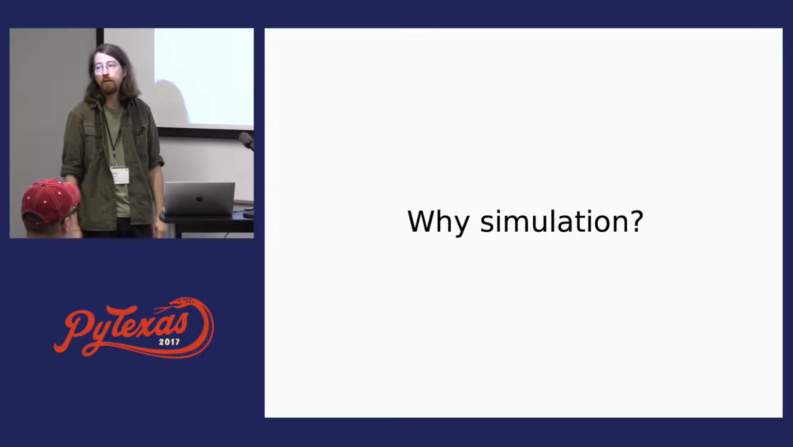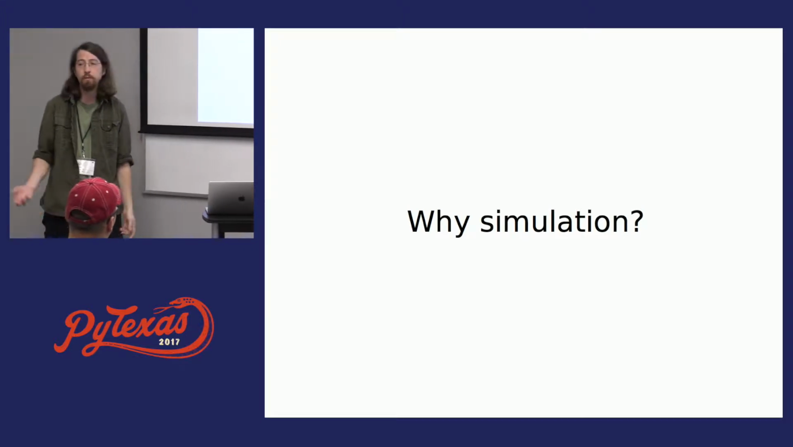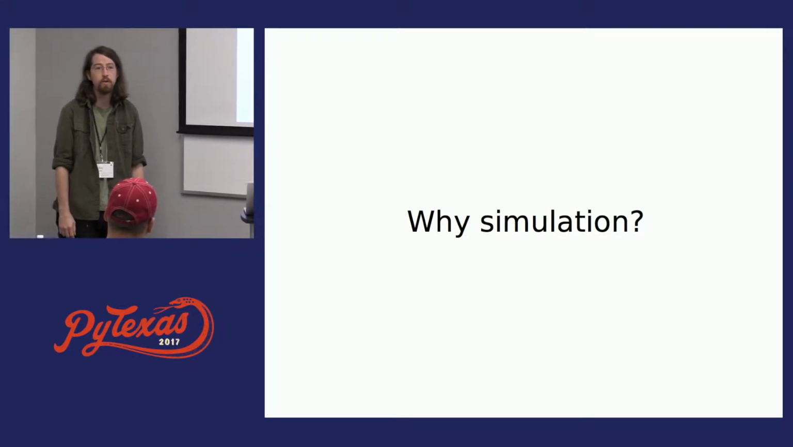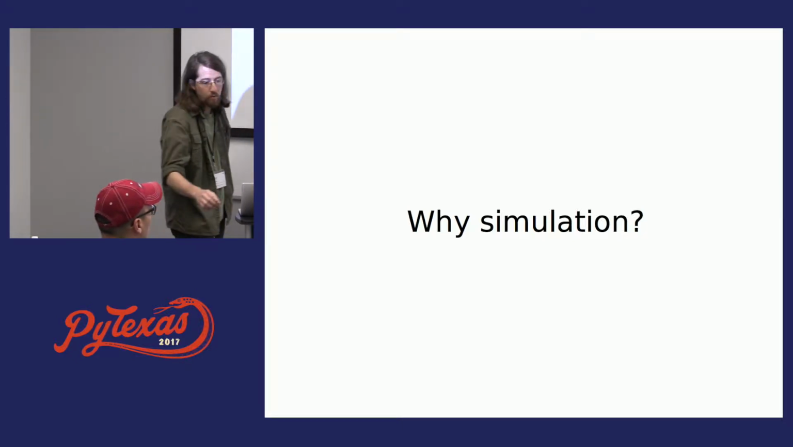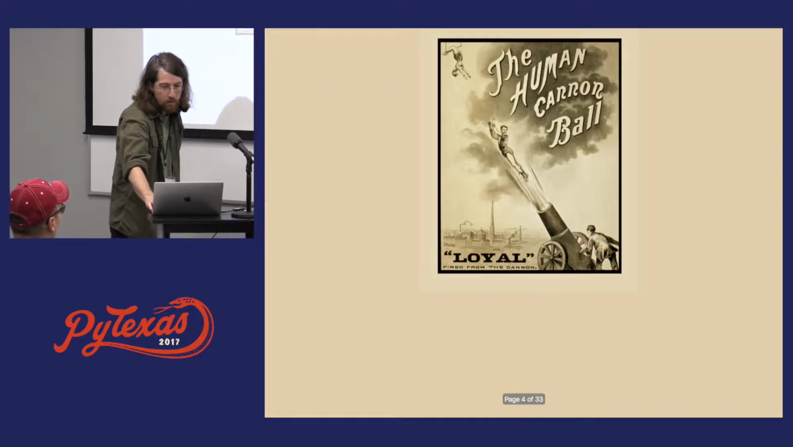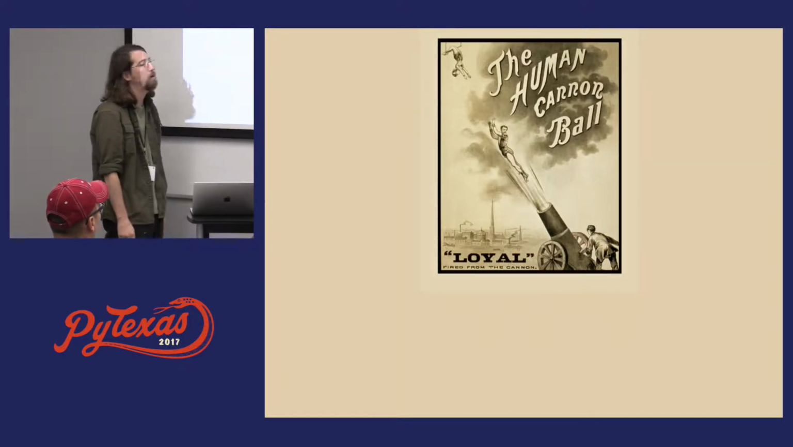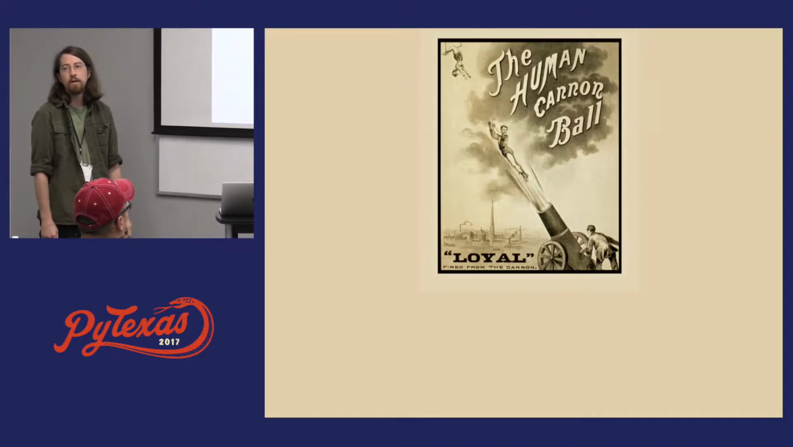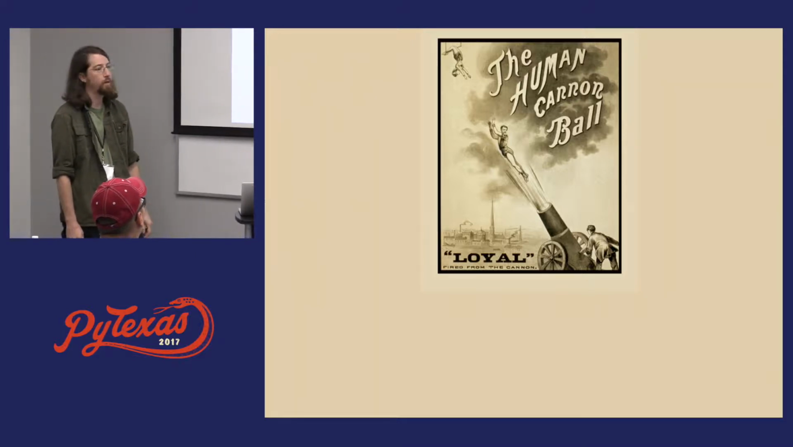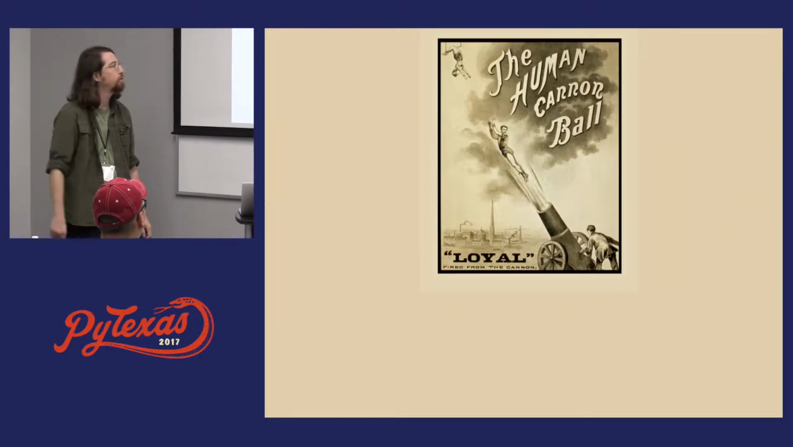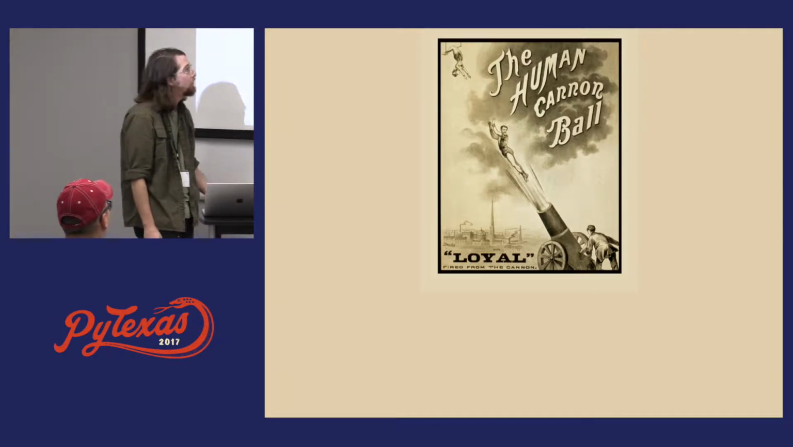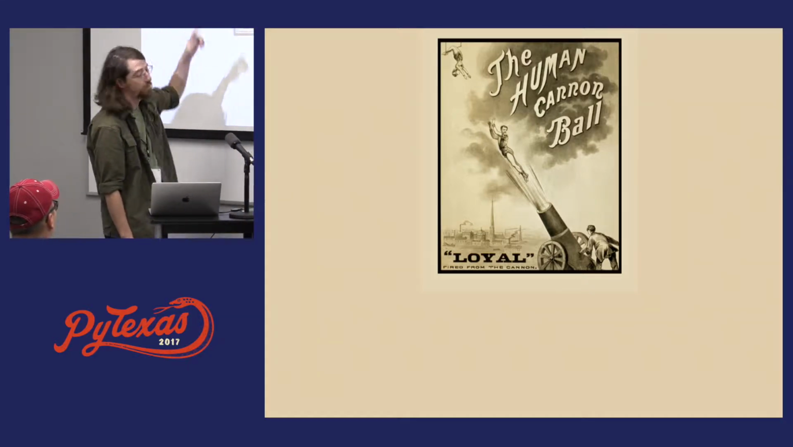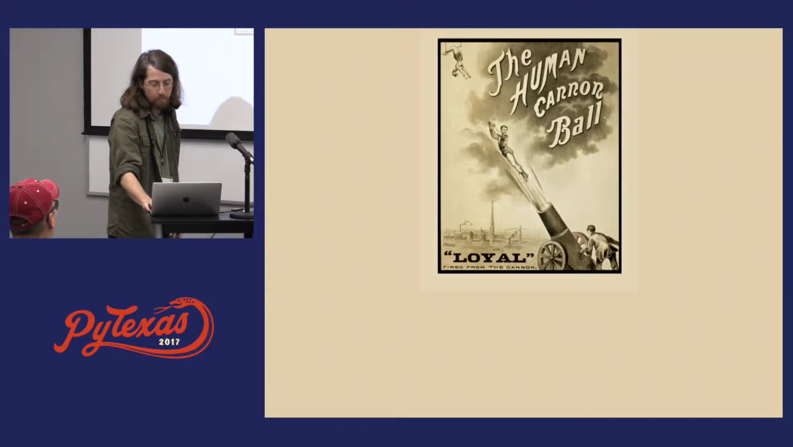So why simulation? There's a lot of ways of studying stuff, and we just heard a bunch of things about how you can do science with Python. This is just one way of doing that. So if you have a thing like this, what's going to happen here, right? You shoot a dude out of a cannon. We have a pretty good understanding of that. He's going to follow a ballistic trajectory. You know where he's going to land if he misses his friend acrobat up there, more or less.